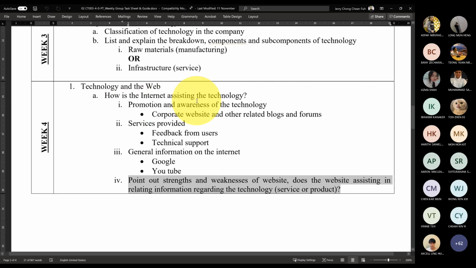If there is promotion and awareness on a website, comment on it. Is it considered a strength? Is it something good? Or you find out that there are actually not many websites talking about it. Even the company website did not really do it properly. So what you're doing is identifying the weakness. Make sure you're commenting on all the points above as you go. Anything that relates the technology to the internet, this is where you're supposed to discuss it.